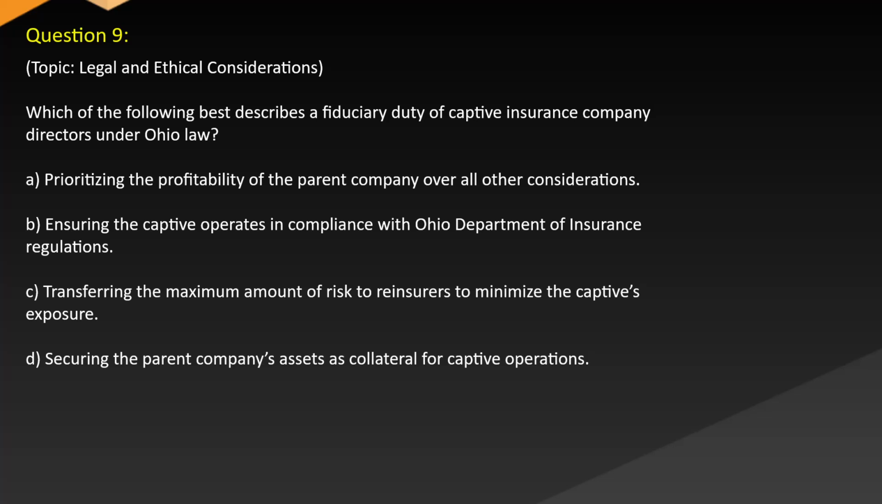Question 9. Topic: Legal and ethical considerations. Which of the following best describes a fiduciary duty of captive insurance company directors under Ohio law? A. Prioritizing the profitability of the parent company over all other considerations. B. Ensuring the captive operates in compliance with Ohio Department of Insurance regulations. C. Transferring the maximum amount of risk to reinsurers to minimize the captive's exposure. D. Securing the parent company's assets as collateral for captive operations.